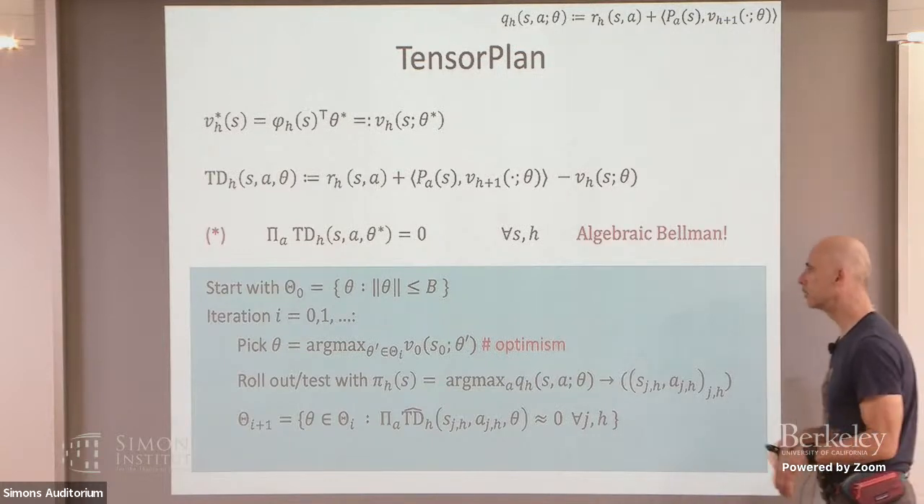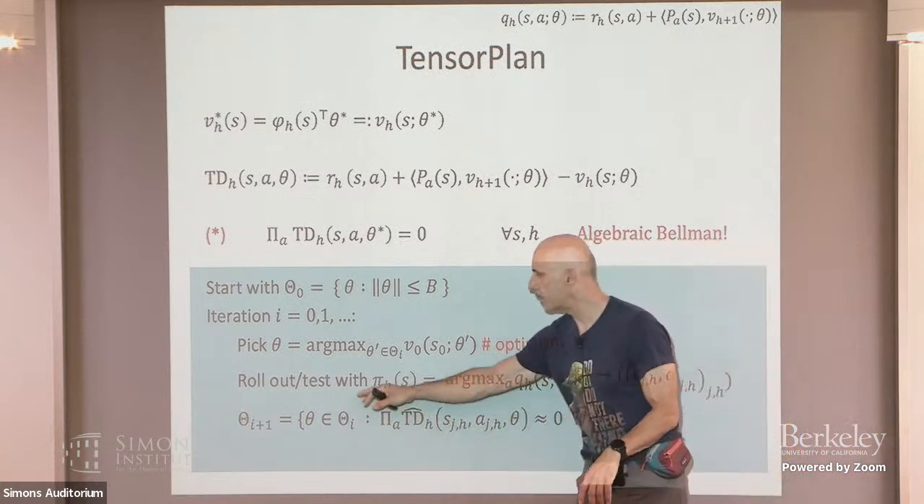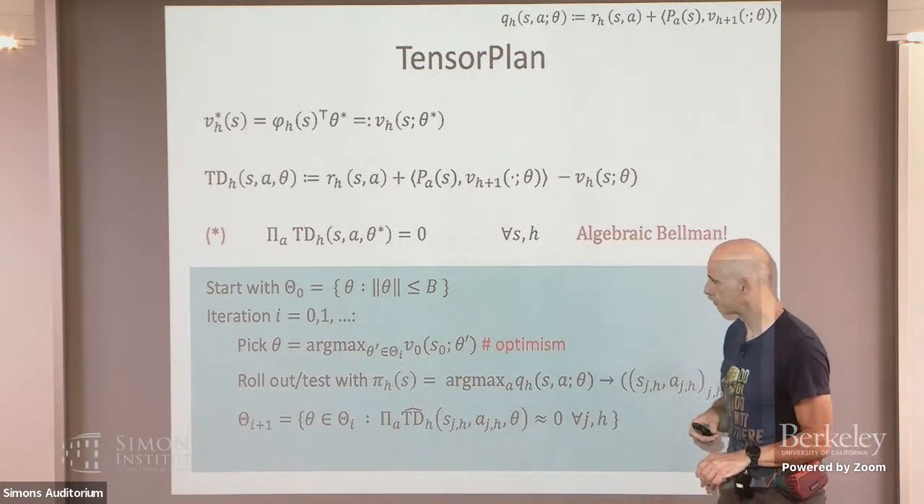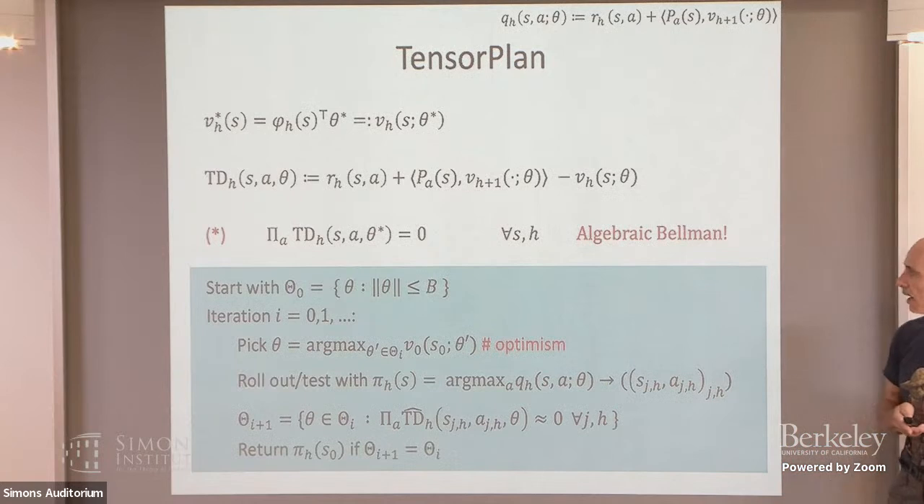And once you did that, you shrink the parameter space, and return if the parameter space didn't change. Well, in the actual algorithm, it's slightly more complicated than that.